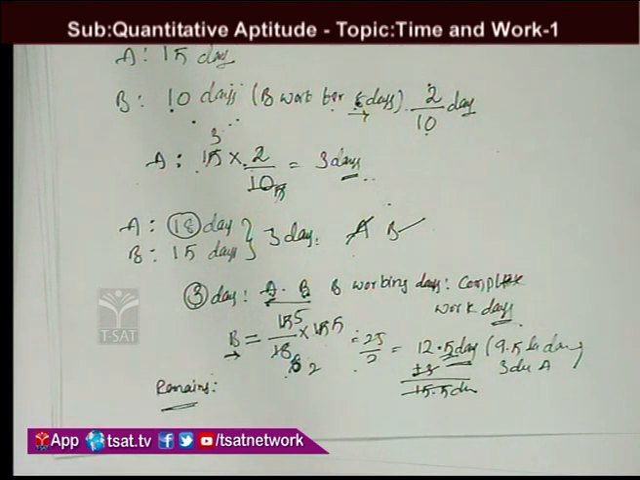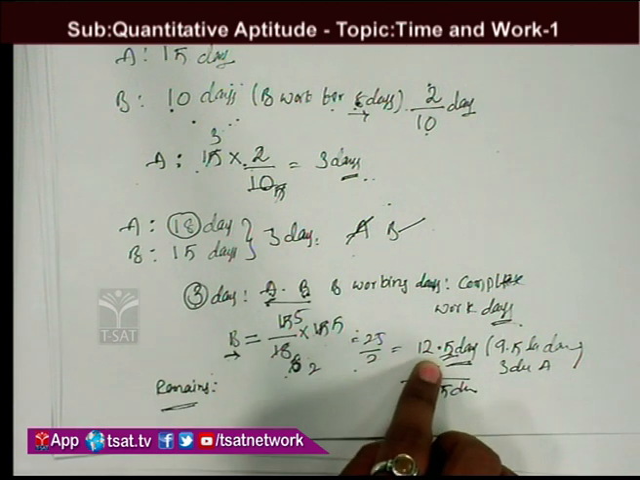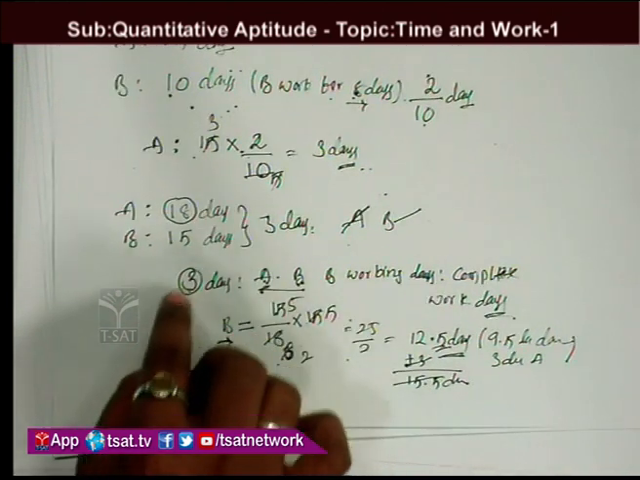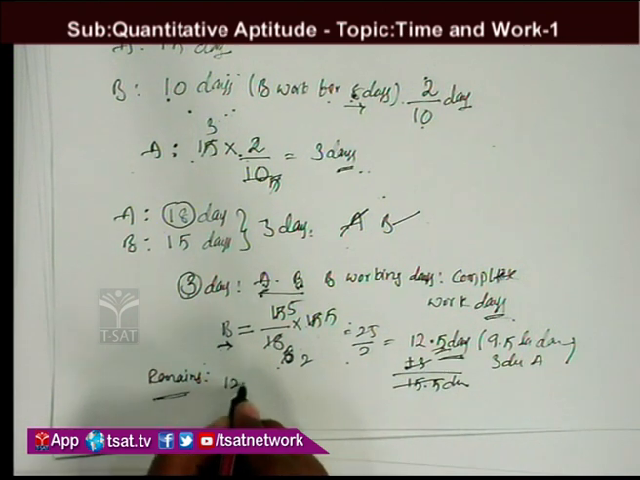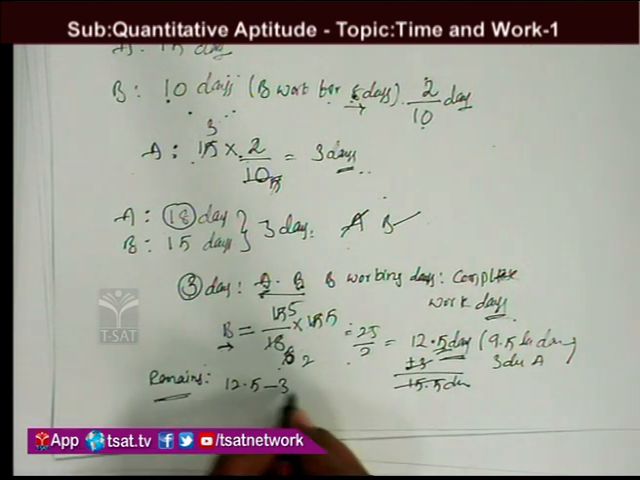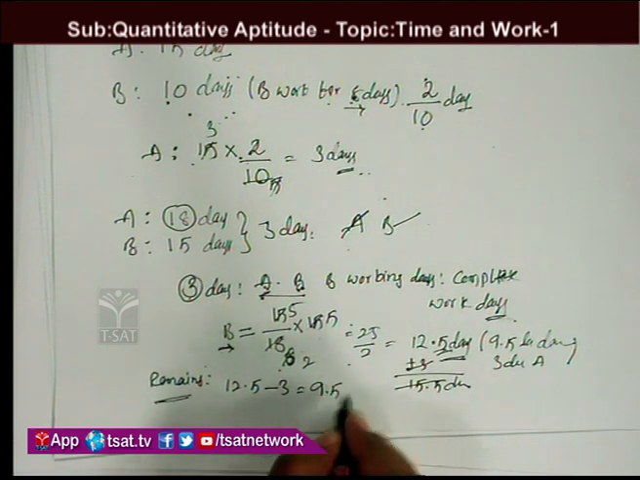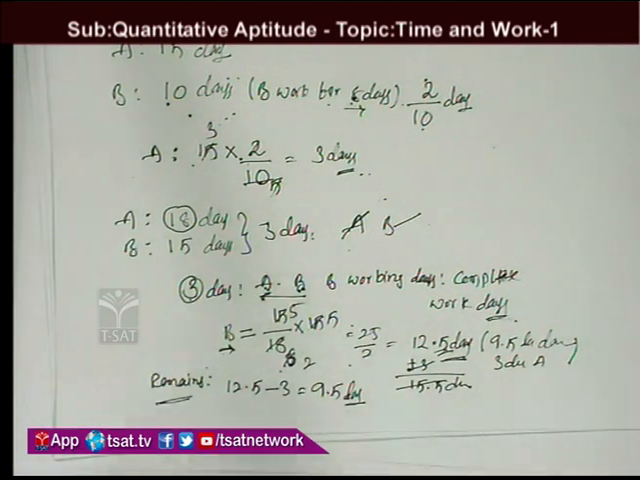That's very simple. In 12.5 days, there are 3 days already worked together. So, that means the remaining work is 12.5 minus 3, that is 9.5 days, simple.